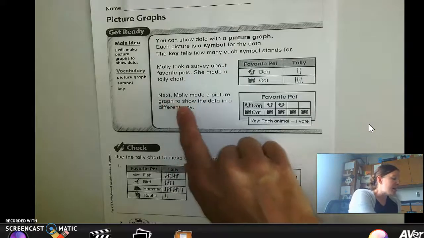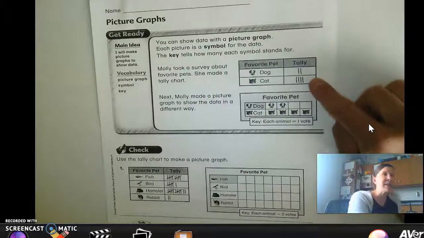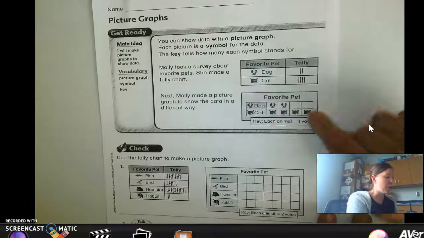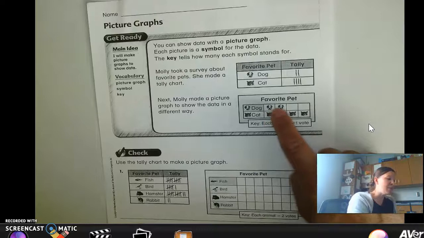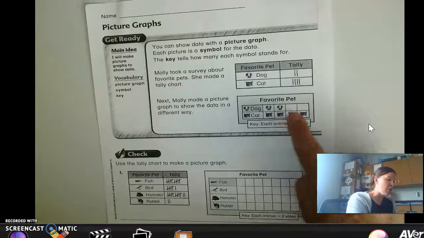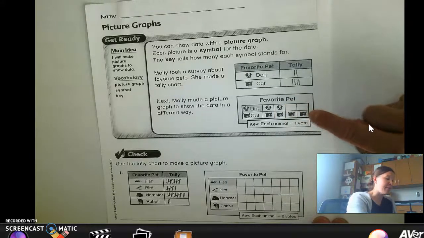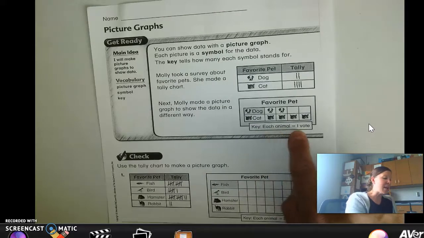Next, Molly made a picture graph to show the data in a different way. So this would be one way, and we've done tally graphs here at school before. But now they're going to do a picture graph. So she has 2 pictures of puppies and then 4 pictures of cats, all in their own boxes to show that there are 2 puppies or 2 dogs and 4 cats. And this is really important. Key, each animal equals 1 vote. So when I count this, I would say 1, 2, 3, 4.